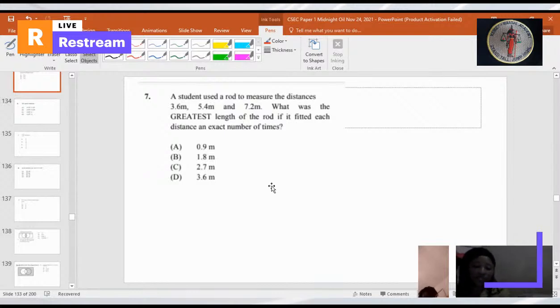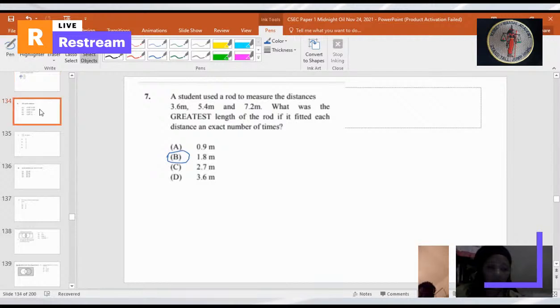So the student is using the rod to measure these distances. They want to know the greatest length of the rod that could fit each of those exactly. In other words, they're asking for the highest common factor. Yes, miss, HCF. So the highest common factor of 3.6, 5.4, and 7.2 would be, I believe, 1.8. 1.8 can go into each of these. The 0.9 can go too, but 1.8 is the highest factor, right? So it's 1.8.